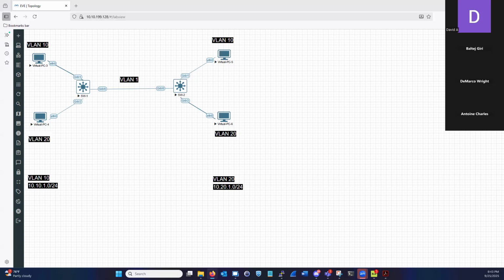Yes. Okay, excellent. So can we also say that PC3 and PC5 are in VLAN 10? Based on the diagram, technically, yes. Okay. With that being said, when frames are incoming into the switch, are frames tagged with a specific VLAN or no?